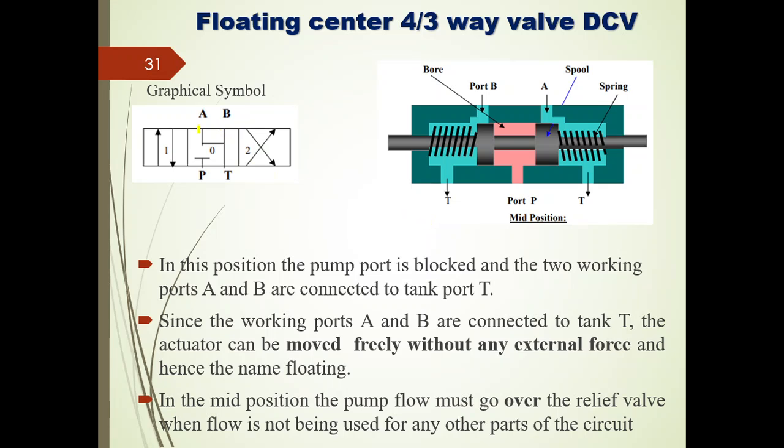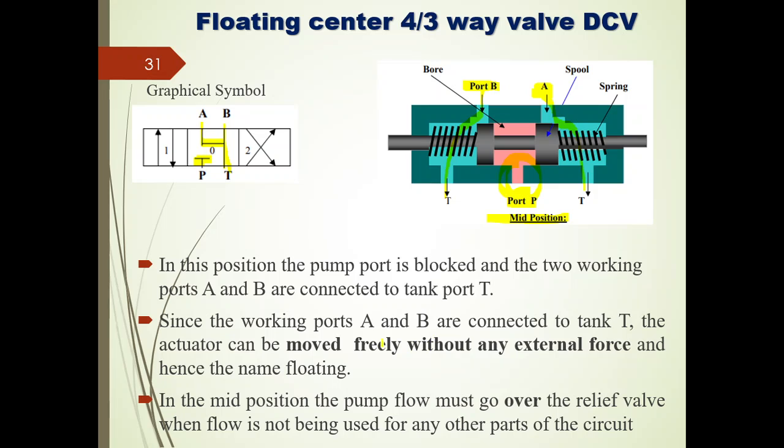Next one is the floating center. In this floating center, we will have the usual flow from either B to T or A to T, but along with this, the other port is also connected to T itself, right? We can see in the pictorial representation here, right? So this is for the mid position. In the mid position, the pump port is connected to T as well as the A port is also connected to T, whereas the pump port is completely blocked, right? You can see here the pump port is completely blocked, right?